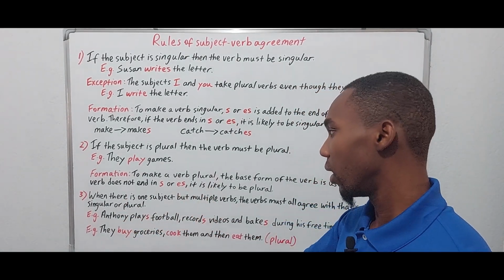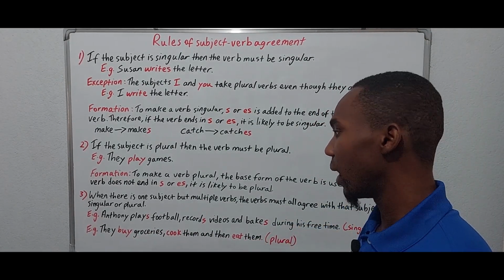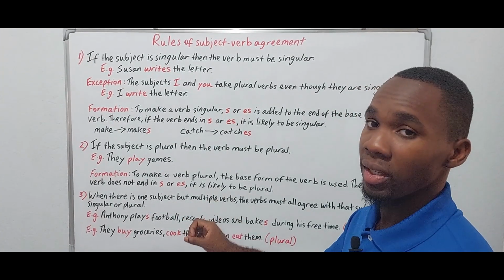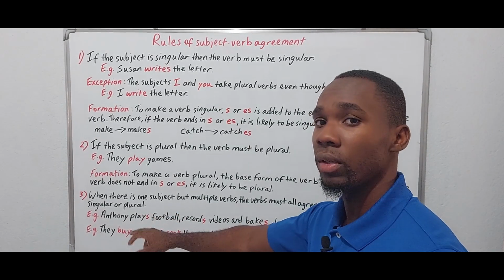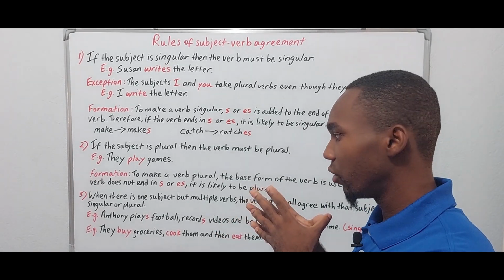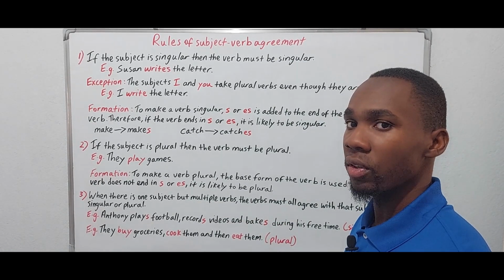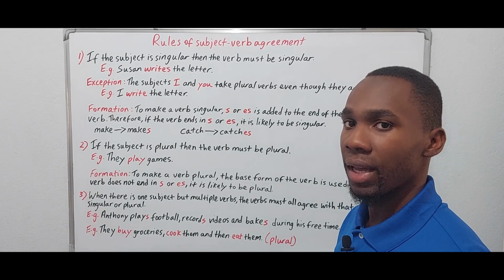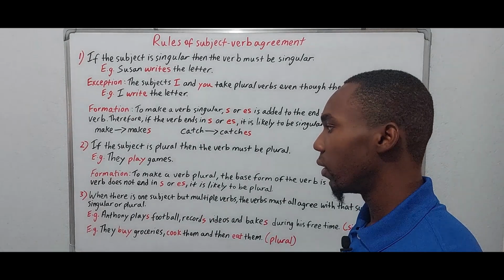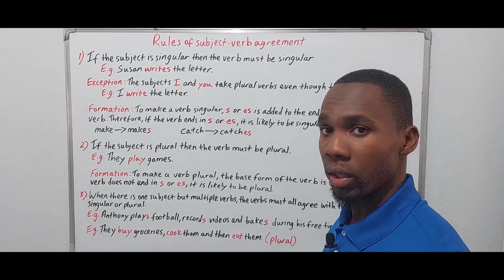right? Similarly, they buy groceries, cook them, and then eat them. That's an example of a plural subject. So all our verbs must be plural. But remember, the subject is plural in this context. So if we have a sentence in which there is one subject followed by multiple verbs, all those verbs must agree with that subject, whether that subject is singular or plural. And as you see here with these two examples, right? So these are 3 rules, and we continue.